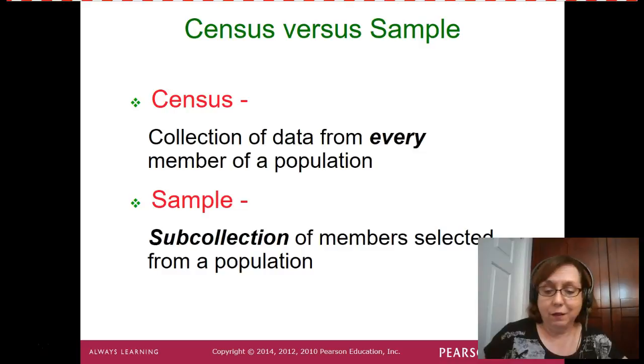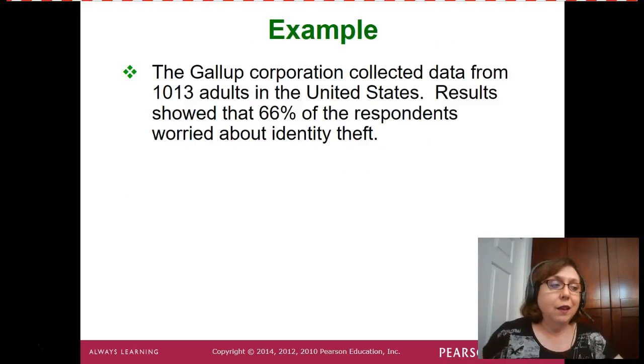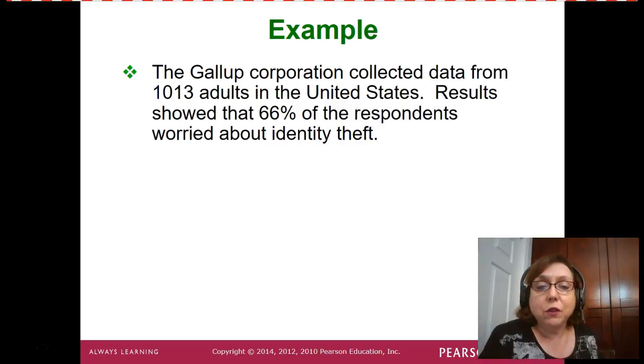Here's a few more examples. The Gallup Corporation, they're known for their polls. They cannot survey everyone in the U.S. to find out how many of them are worried about identity theft. So they surveyed 1,013 adults, and they're careful to choose these adults in a random way.